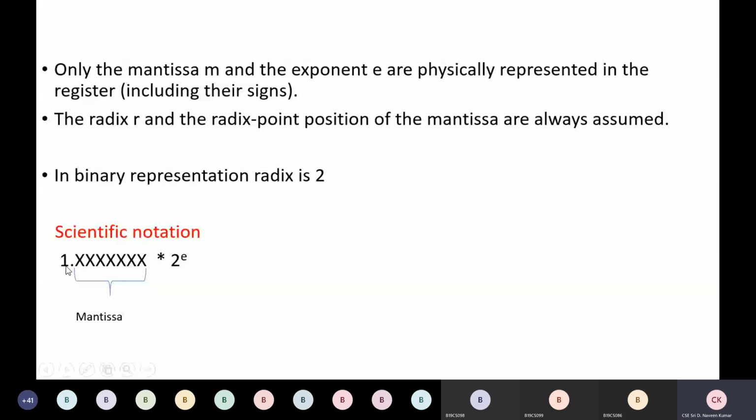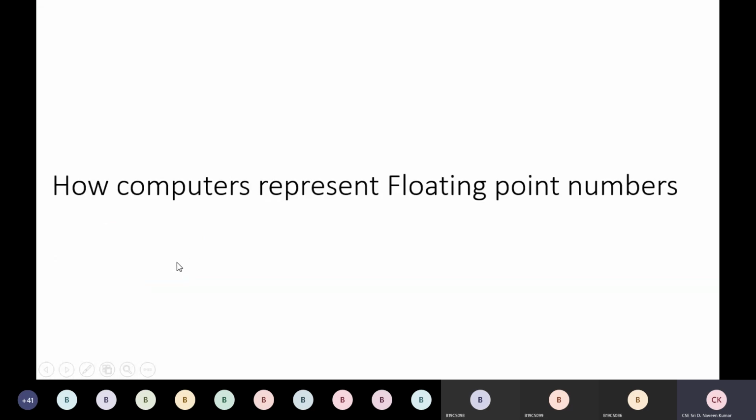So this is the scientific notation we call 1.m into 2 to the power e. These are a few examples, some basics on these floating point numbers. So obviously we can say it's a 1.m format, 1.m into r to the power e, the exponent. So the radix is 2.